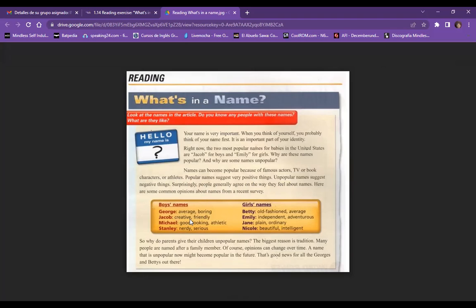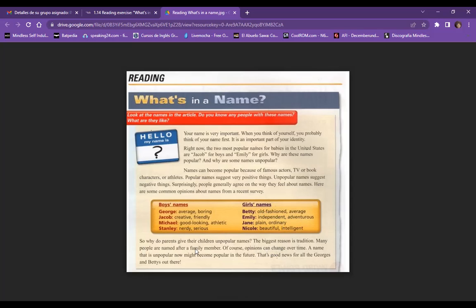Jacob. Creative, friendly. Michael. Good looking. Athletic. Stanley. Nerdy, serious. Girls' names. Betty. Old fashioned. Average, Emily, independent, adventurous, Jane, plain, ordinary, beautiful, intelligent.